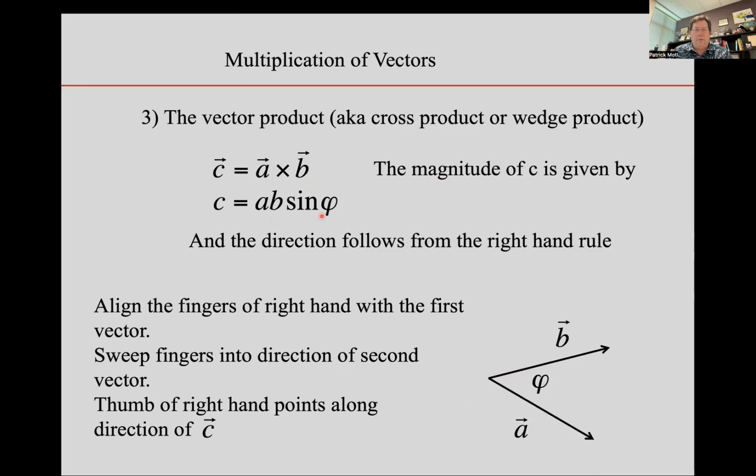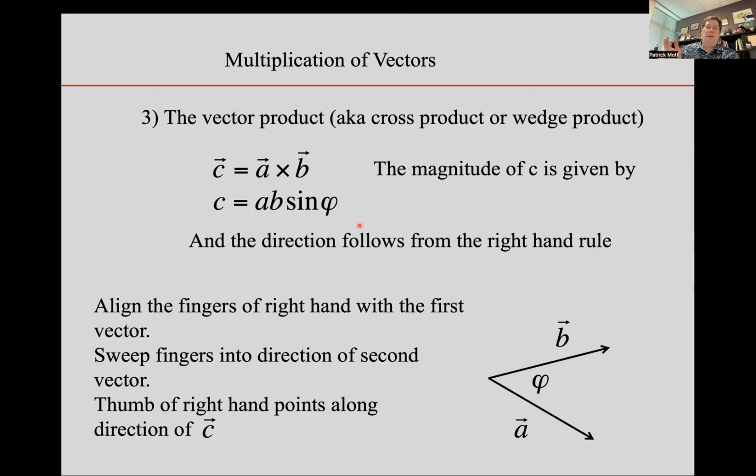The direction, because C is a vector, needs to be specified as well. This follows from what is called the right-hand rule. We're not going to need this right away in the class, but we will need this when we get to angular momentum and torque. So once we get to rotations is when we're going to be flirting around with the vector cross product.